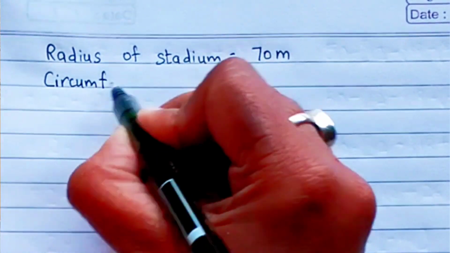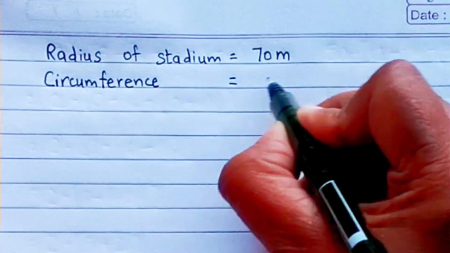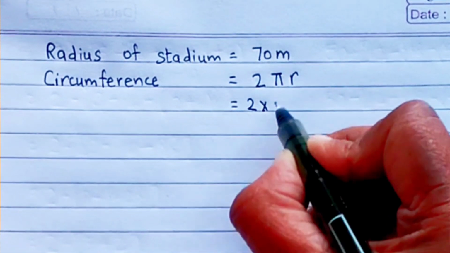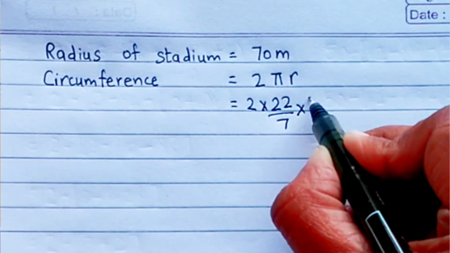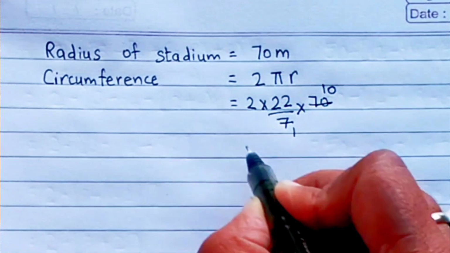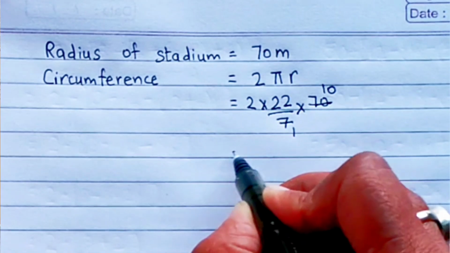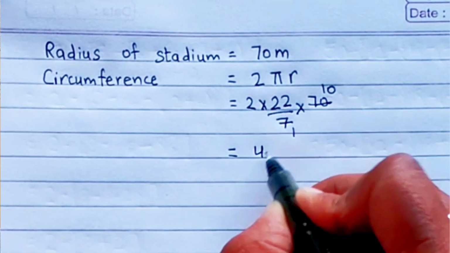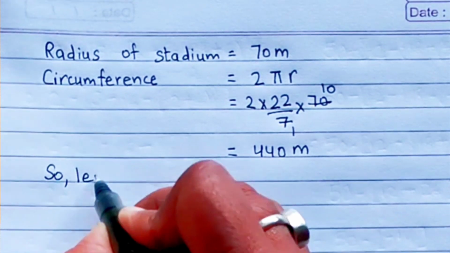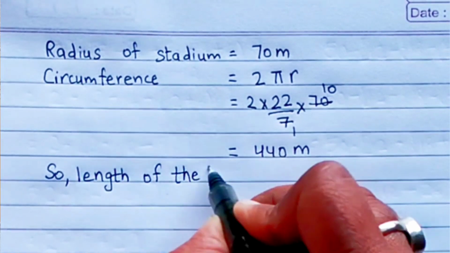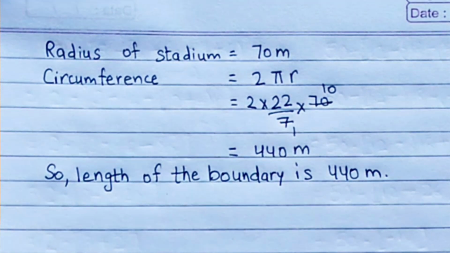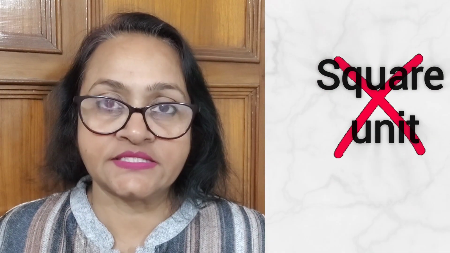The formula to find circumference is 2 pi r. Value of pi is 22 by 7. 2 pi r is equal to 2 multiplied by 22 by 7 multiplied by 70. Now 7 ones are 7, 7 tens are 70. That means 2 multiplied by 22 multiplied by 10, which is equal to 440 meters. So the boundary length is 440 meters because we are going around. So we are not going to use square word in the answer.